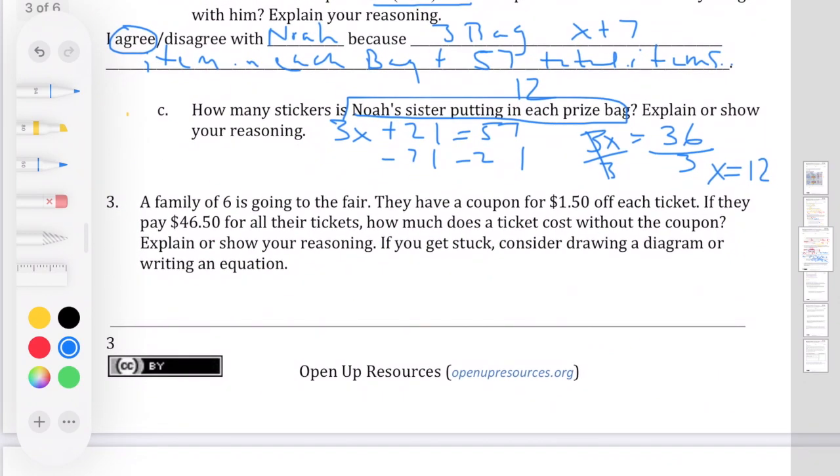Lastly, we have a family of 6 going to the fair. They have a coupon for $1.50 off each ticket if they pay $46.50 for all their tickets. How much does a ticket cost without a coupon? Explain or show your reasoning. If you get stuck, consider drawing a diagram or writing an equation.